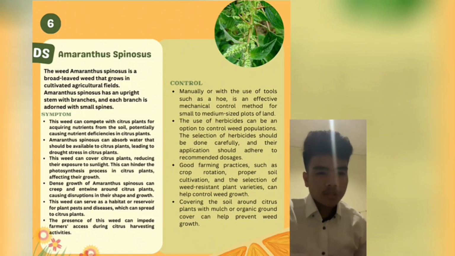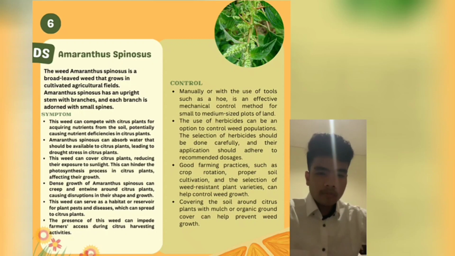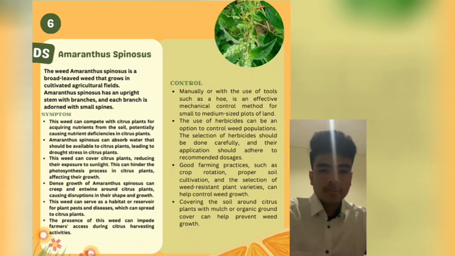Second, Amaranthus spinosus can absorb water that should be available to citrus plants, leading to drought stress in citrus plants. Third, this weed can cover citrus plants, reducing their exposure to sunlight. This can hinder the photosynthesis process in citrus plants, affecting their growth. Fourth, dense growth of Amaranthus spinosus can creep and entwine around citrus plants, causing disruption in their shape and growth. Fifth, this weed can serve as a habitat or reservoir for plant pests and diseases, which can spread to citrus plants. Sixth, the presence of this weed can impede farmers' access during citrus harvesting activities.